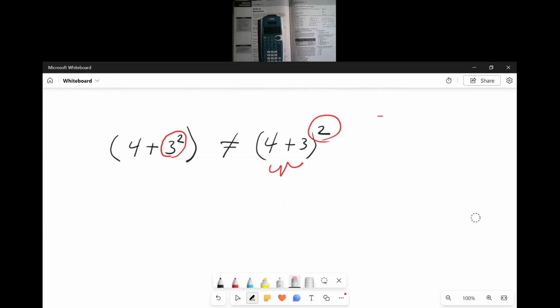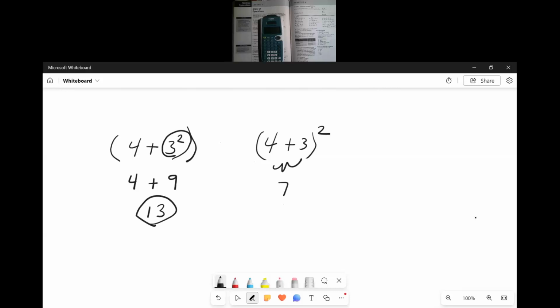Let's do these step by step. So 4 plus 3 squared, you've got to do the 3 squared first here. That's going to be 9, and then you add the 4, and that's all it's going to be. You're going to have 13 as the final answer. Now this one, see the power of 2 is outside. 4 plus 3 is 7, and then you're going to do 7 squared. That's 7 times 7, which is 49.